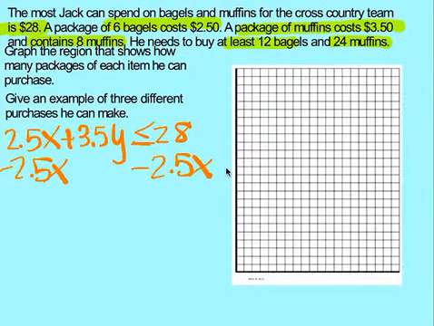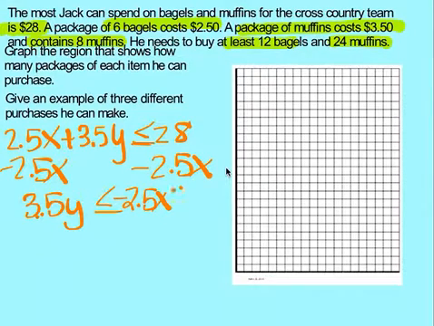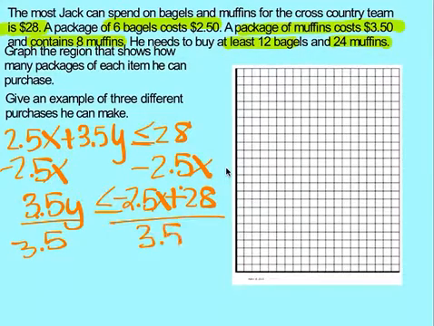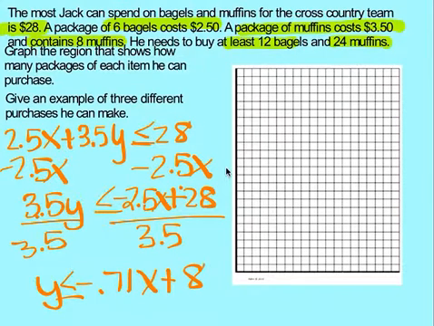Okay, so then I get that 3.5y is less than or equal to negative 2.5x plus 28. So now I can divide both sides by 3.5. When I do that, I'm going to get a weird decimal for x, so let's just start by writing that down. The weird decimal I get is negative 0.71. We'll talk about that in a second. And then 28 divided by 3.5 is going to give me 8.